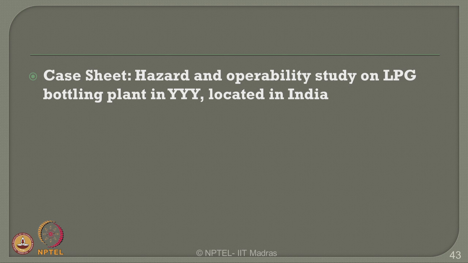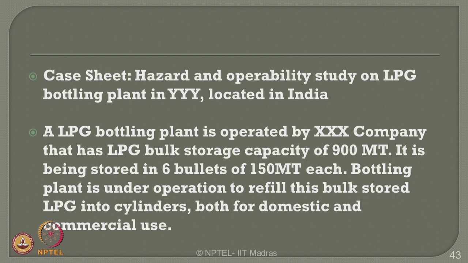The next question is interestingly a case sheet where you have to prepare the hazard and operability study on an LPG bottling plant located in India at location YYY. The LPG bottling plant is operated by XXX company, which has an LPG bulk storage capacity of about 900 metric tons. It is stored in 6 bullets, each of 150 metric tons capacity. The bottling plant operates to refill this bulk stored LPG into cylinders, both for domestic and commercial use.